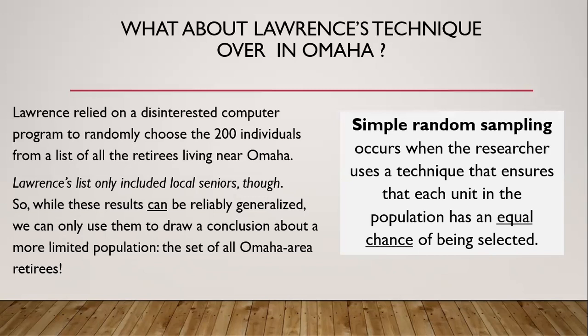That percentage of 18% that Lawrence ended up with would be a reasonably good number to use for the proportion of Omaha area retirees who have been to a beach at least once per year, because of the simple random sampling technique that was used. But we probably oughtn't to use it as a proportion for all retirees all across America, because Lawrence was only sampling from those retirees in the Omaha area.